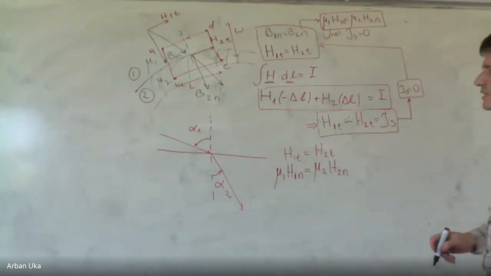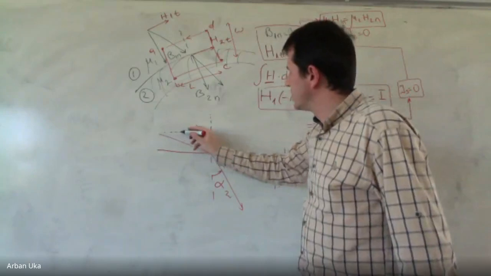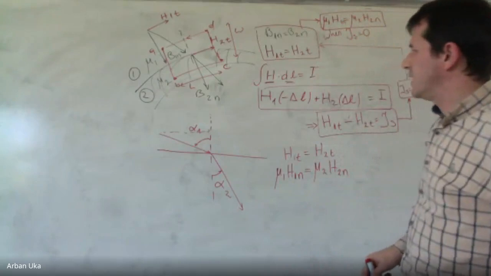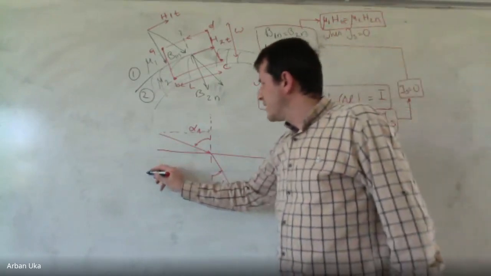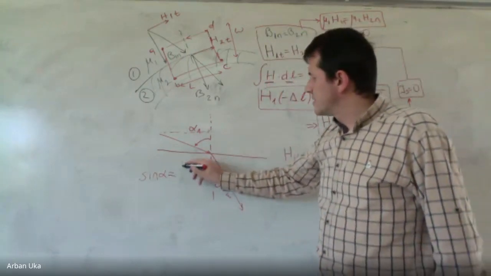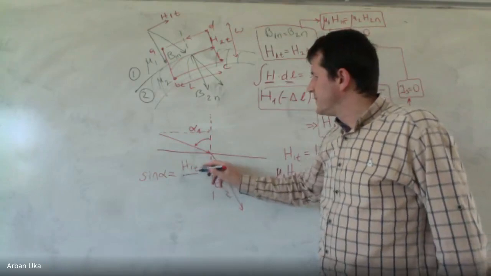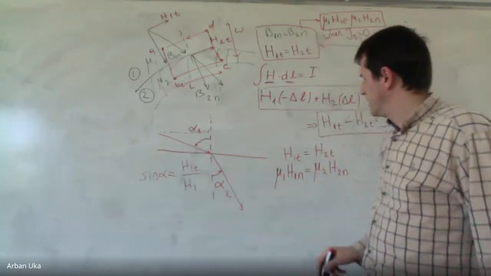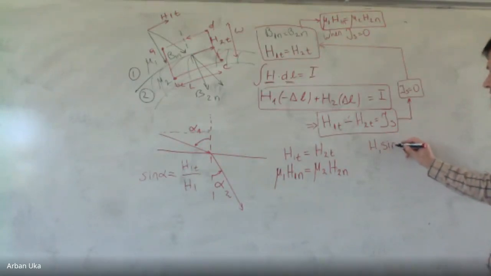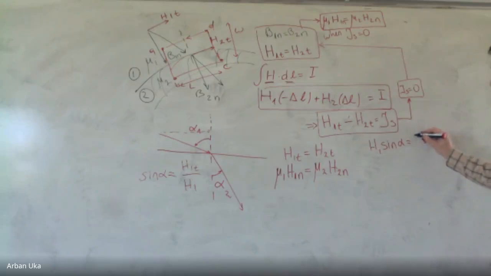Now, the H1 tangent, let's see what the tangent component is. The tangent component is this one, and how does this relate with the angle alpha? We know that sine alpha is equal to what? The opposite side, which is H1 tangent, divided by H1. Which means that H1 tangent is equal to H1 sine alpha1, and this is equal to H2 sine alpha2.